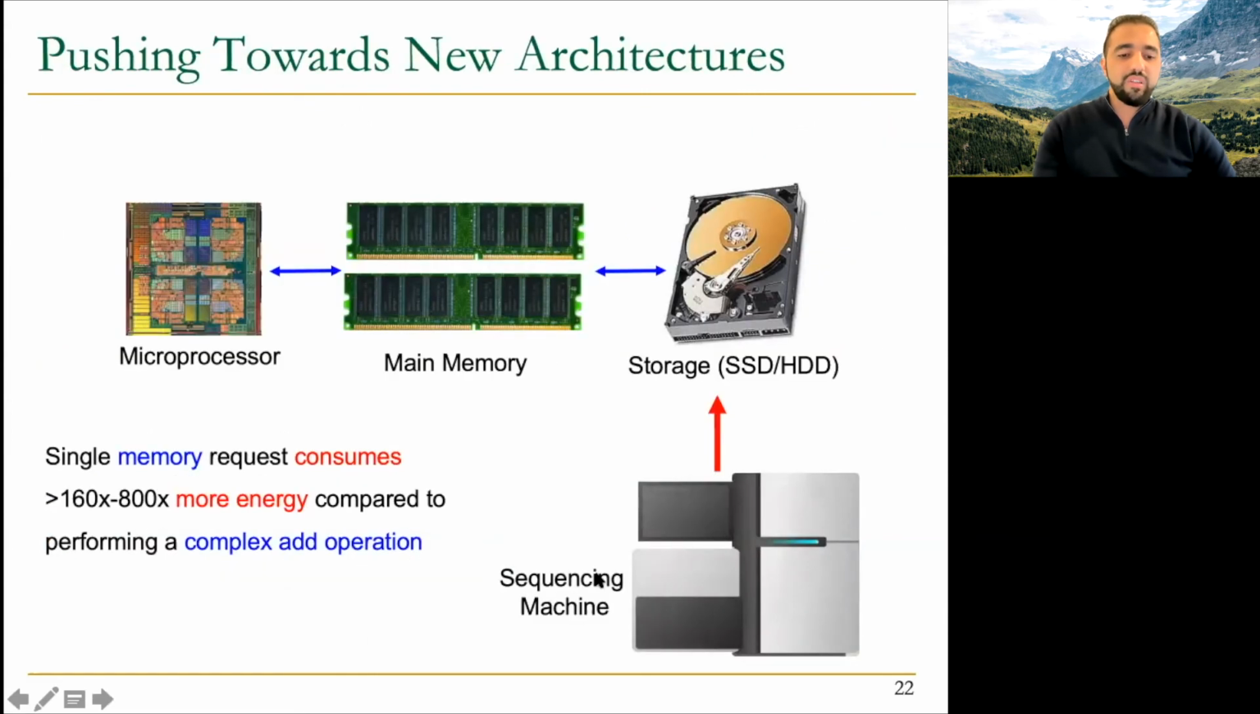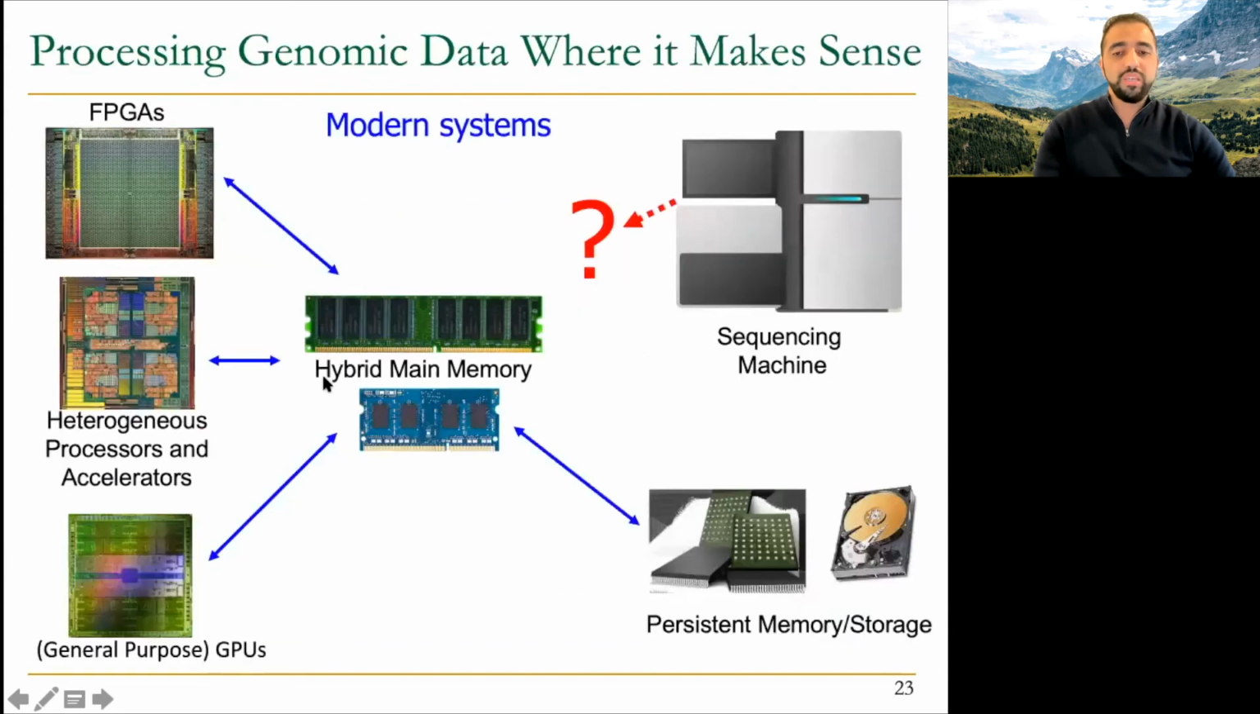And this is today's computer architecture, where we have the data from the sequencing machine, we move it to SSD, to the main memory, all the way to the CPU. A single memory request, so if I'd like to fetch the data from the main memory, for example, can consume at least 160x more energy compared to just performing a complex add operation. So accessing memory is always very expensive, plus moving the data over these power-hungry buses from one component to another component of the computing stack.